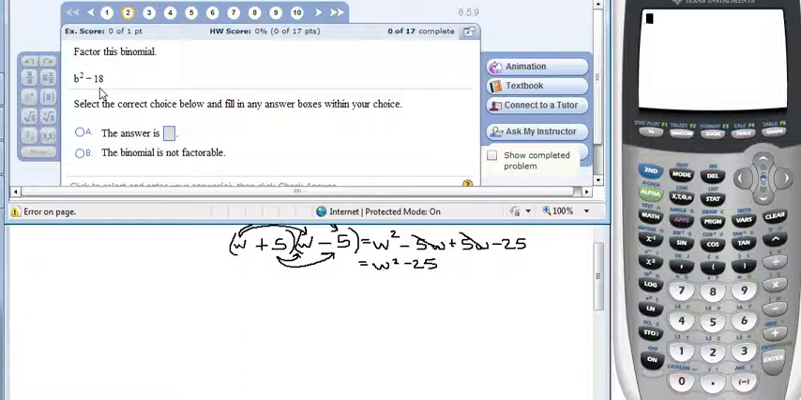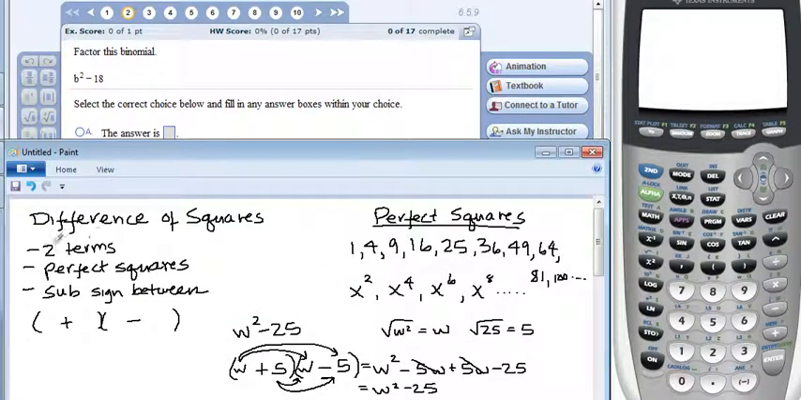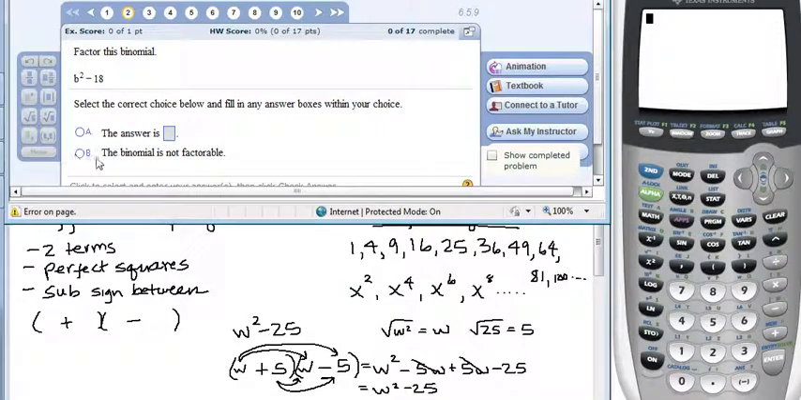Okay? What about this one? Well, let's look. Does it qualify? Does it have two terms? Yes. Is there a subtraction sign between them? Yes. Are they all perfect squares? No. 18 is not on my list. Okay? It has to be a perfect square minus a perfect square, so this one's not factorable.